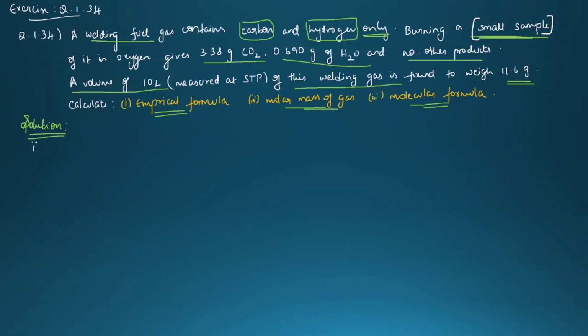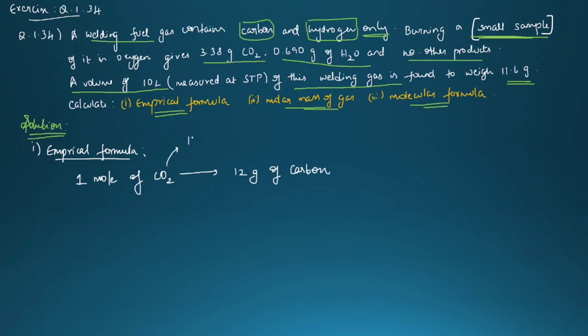So first of all, let us find out the empirical formula. So how to do it? In the question, amount of carbon dioxide and amount of water produced is given. So first let us write 1 mole of carbon dioxide gives how much moles of carbon. So 1 mole of carbon dioxide contains 12 grams of carbon.